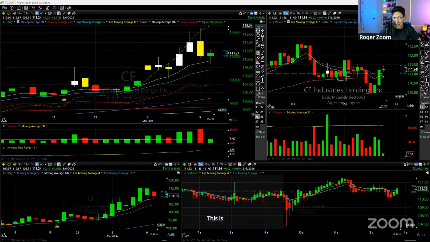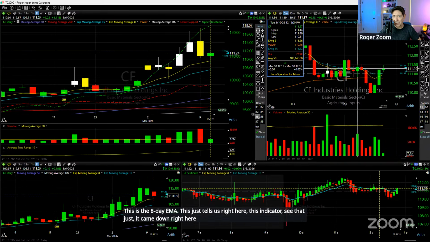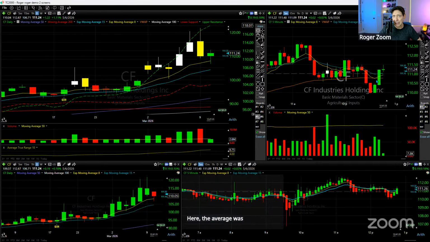This is the 8-day EMA. This indicator just tells us that it came down right here. Here, the average was 111.29. Here, it's 110.74. But look at the VWAP.